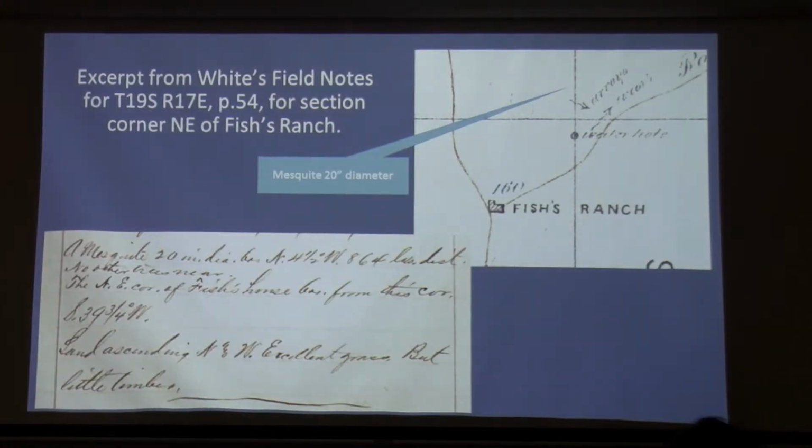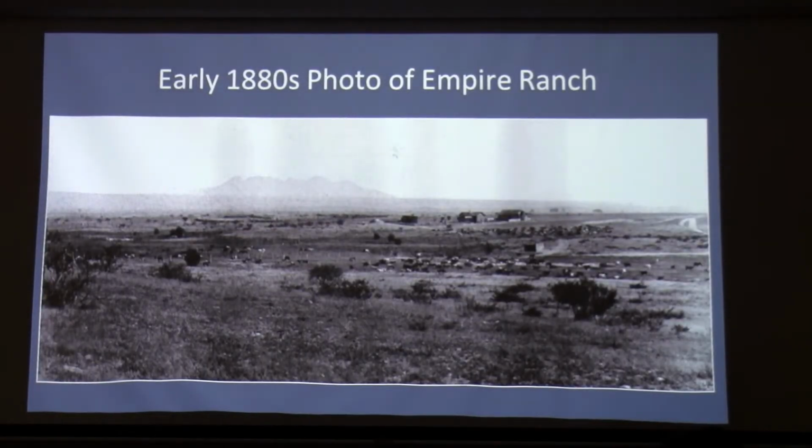Here's another one, talking about trees in the location. Essentially, there were two trees that he could identify as quarter corner points around the Empire Ranch. This is a photograph taken probably 6 to 8 years later, and that's the Empire Ranch right there. This is the Empire Gulch coming down through here and then winding backwards that way. There wasn't a whole lot at that time.